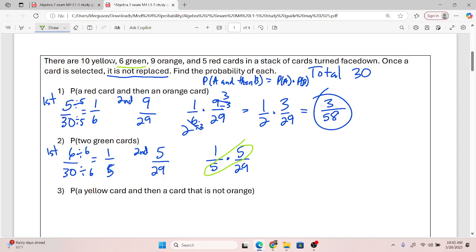So remember that this scenario is going without replacement. If I pull out a card that I want, it doesn't go back. So I pulled out a green card. That means the number of green cards I had went down to 5. It also means that my total number of cards went down from 30 to 29. So the odds of pulling another green card is 5 out of 29. It's 29 total and 5 green cards left. So I get 1 over 5 times 5 over 29.